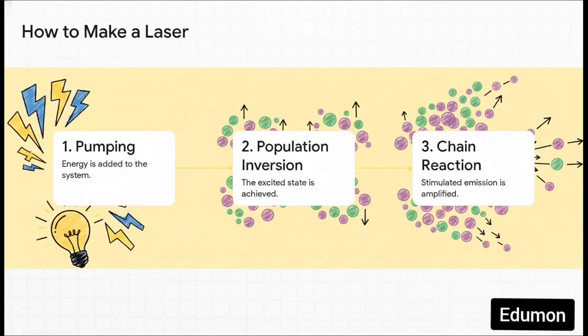And here is the whole recipe, laid out perfectly. First, you have pumping. That's just us adding the energy, maybe from a flash of light or an electrical current. That leads to step 2, getting that population inversion we just talked about. And finally, a single photon kicks off a chain reaction of stimulated emission, creating that incredible cascade of cloned photons.